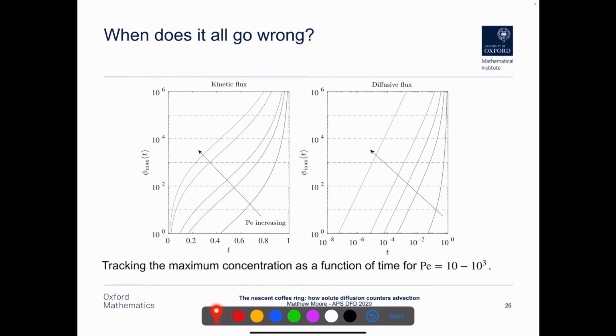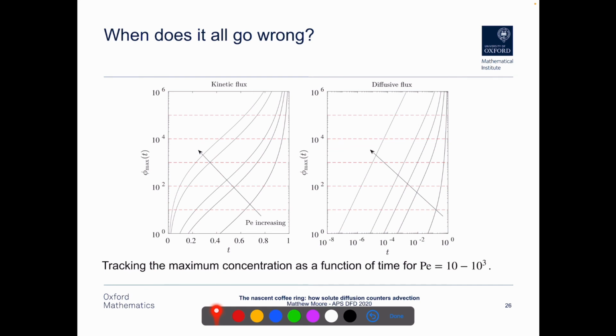So on the left, I'm looking at the kinetic flux. So this was the constant evaporation model. And on the right, we've got the diffusive flux. So let's have a look at the left-hand side first. In here, the red dashed lines indicate 5 different threshold values of the concentration where things might break down, going from 10 up to 10 to the 5.